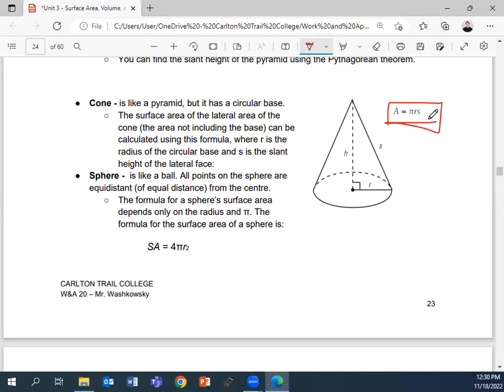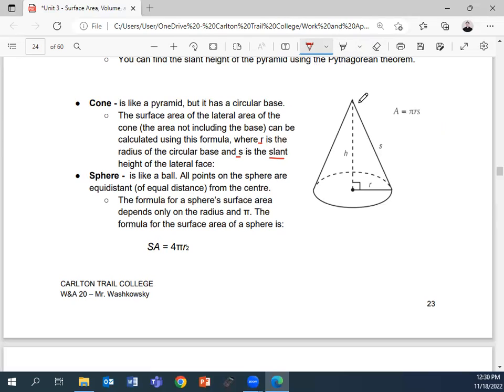So this right here is the formula for a cone. Now, there's three things here, right? We know what pi is. That's just the button on our calculator. We know what r is. That's the radius. What do we think s stands for? Yeah, it's the slant, right? S is the slant. That's this thing right here. It's the slant of this thing.